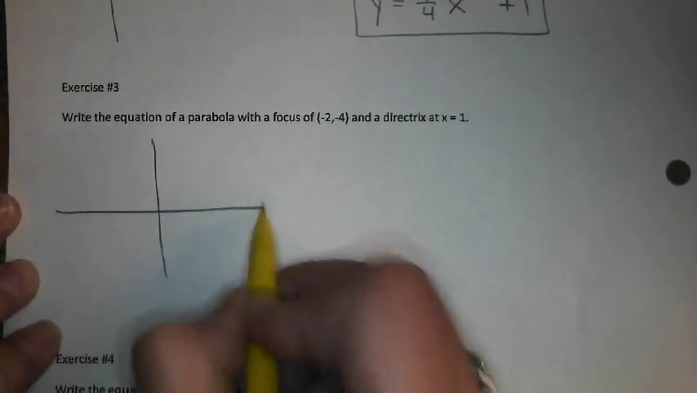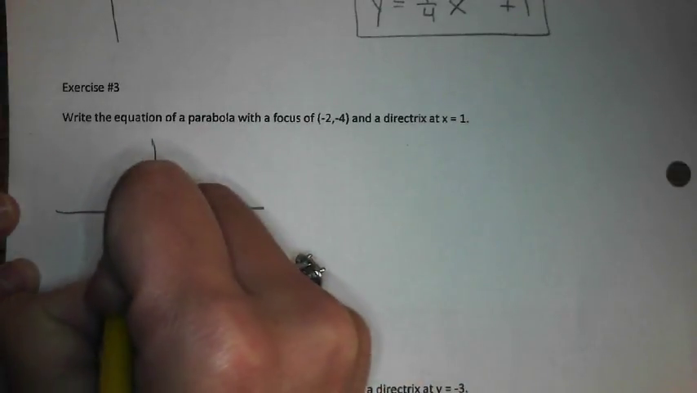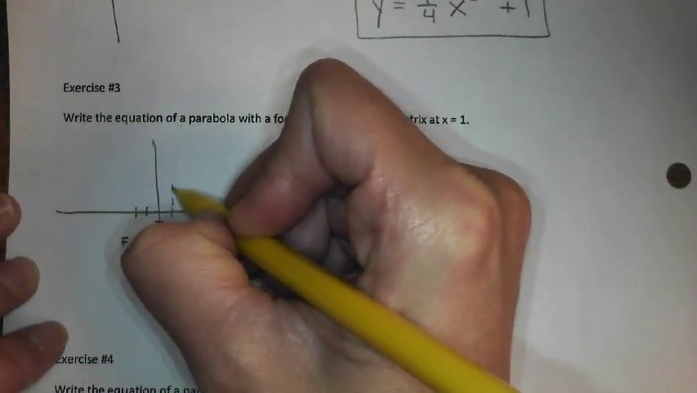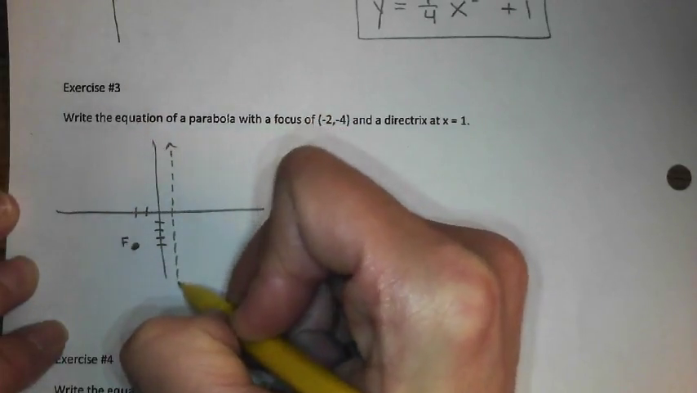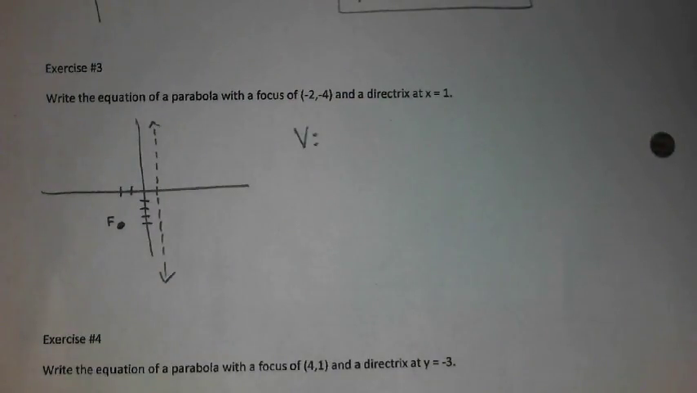Sketch it. There's my focus, -2, -4. Directrix is vertical again. So big question: where's my vertex? Oh, this is an ugly one, huh?